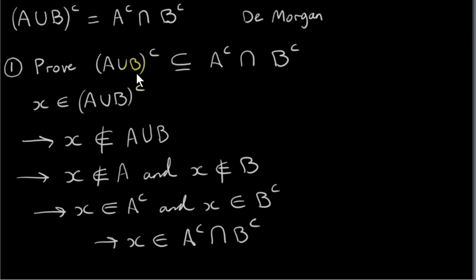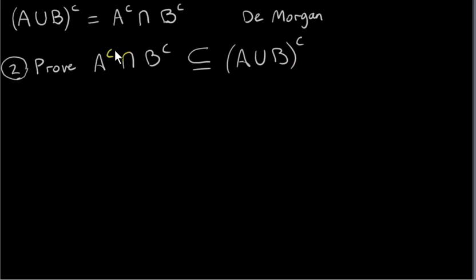So we've shown that if X is an element of A union B complement, then it must be an element of A complement intersecting B complement. So we've proven this case. The second step is to prove that the right-hand side, A complement intersecting B complement, is a subset or equal to the left-hand side, which is A union with B complement.